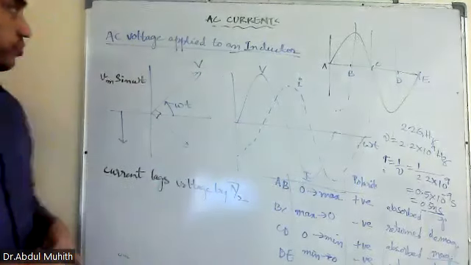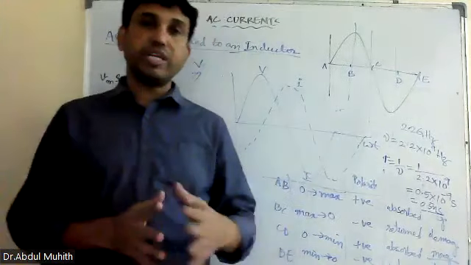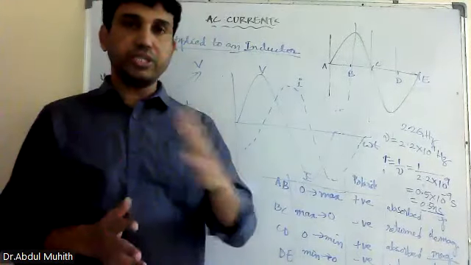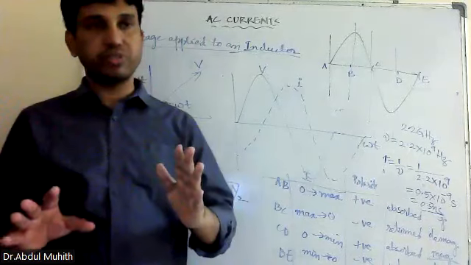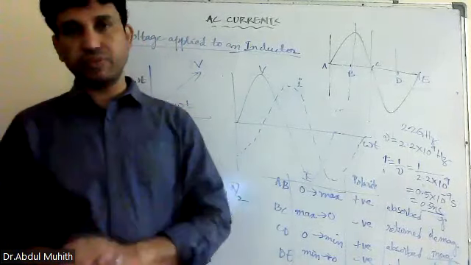So in that we discussed, what did we come to? What was the conclusion? We came to the conclusion that both voltage and current are in phase. There is no phase difference when the resistor is connected in AC. That was the first one.